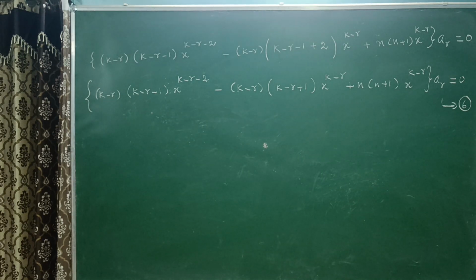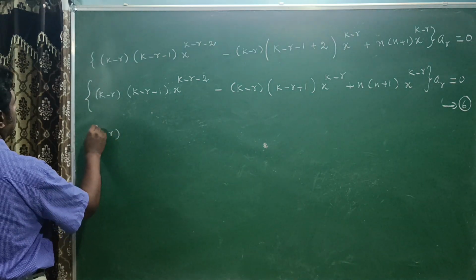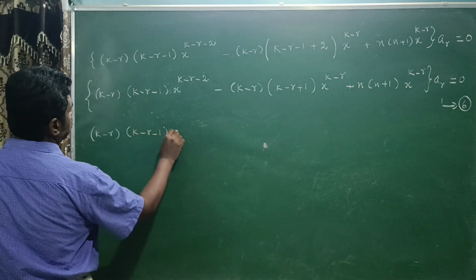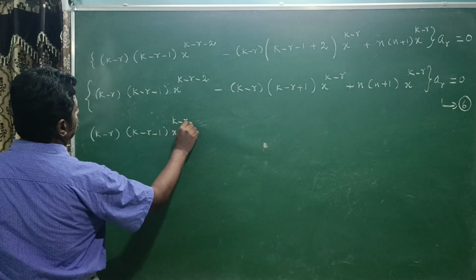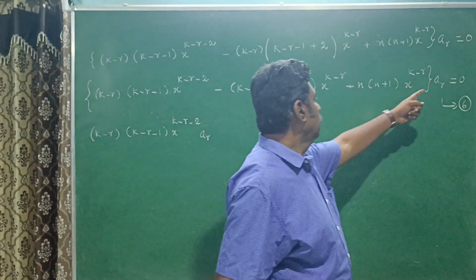Now we have to modify this equation 6 into a new form. K minus r into k minus r minus 1 x power k minus r minus 2 into a suffix r. Just we have multiplied this.